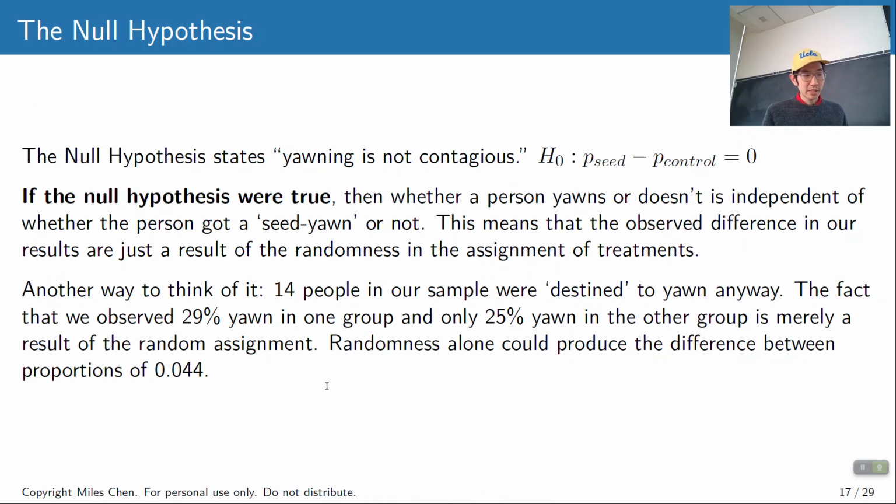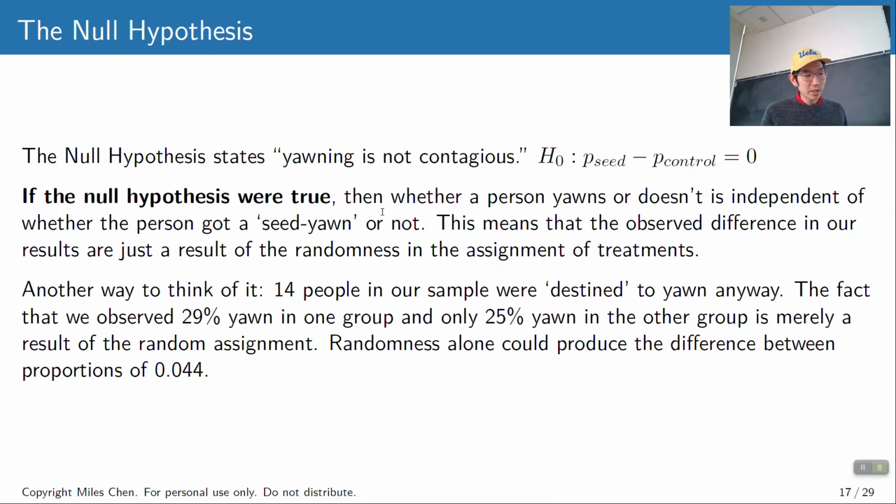So this is what we're going to do. If the null hypothesis were true, whether a person yawns or doesn't yawn is independent of, or has nothing to do with, which group they're in. That means any difference we have observed, if the null hypothesis were true, is just a result of the random assignment.